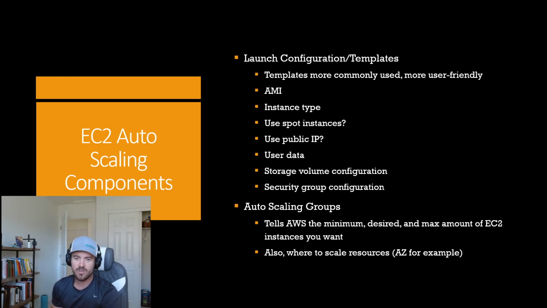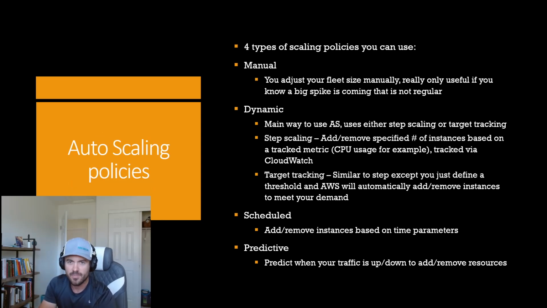And then auto-scaling groups, like we just talked about, tell AWS the minimum, desired, and max amount of instances you want. And you can also say where to scale them, so if you want them in a specific availability zone, for example, okay? Auto-scaling policies. So this is basically going to dictate how your auto-scaling actually scales, okay? And there's 4 types of policies you can use.